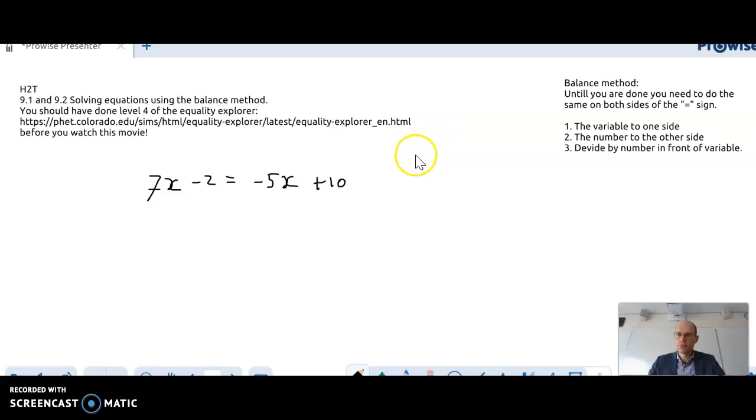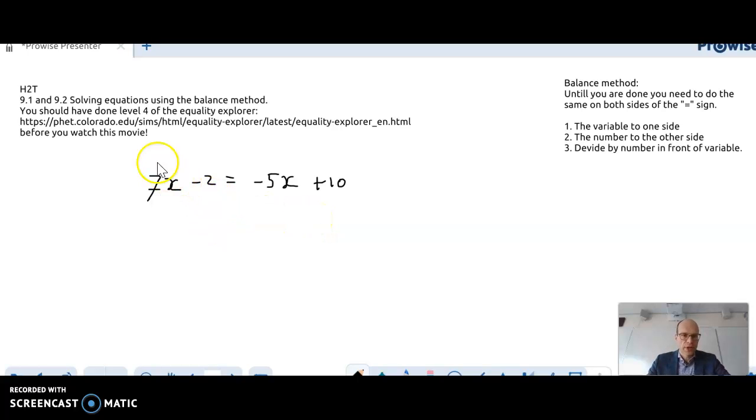What do you need to do? You need to do the same thing on the left and the right side. Both sides need to do the same. If not, it's not balanced anymore. First, you need to make sure that the variable is on one side and the numbers on the other side, and then you divide by the number in front of the variable. Okay, and the last example, and then we're done.